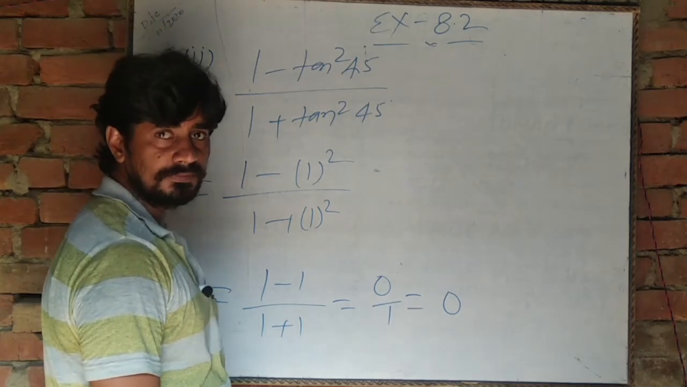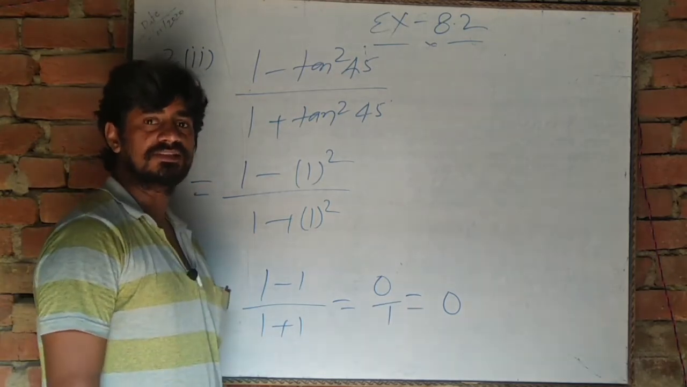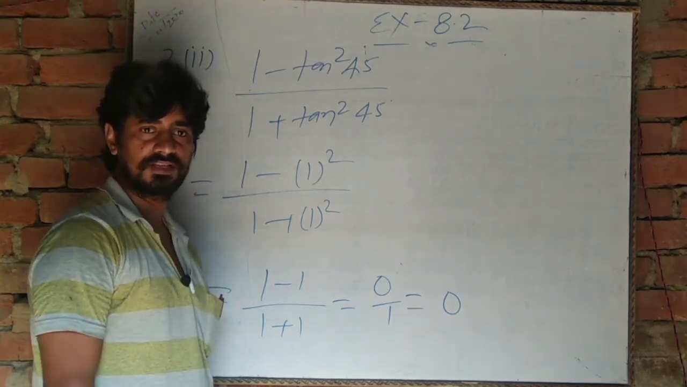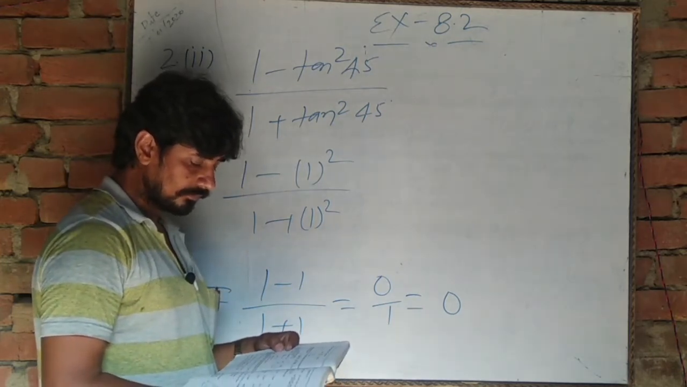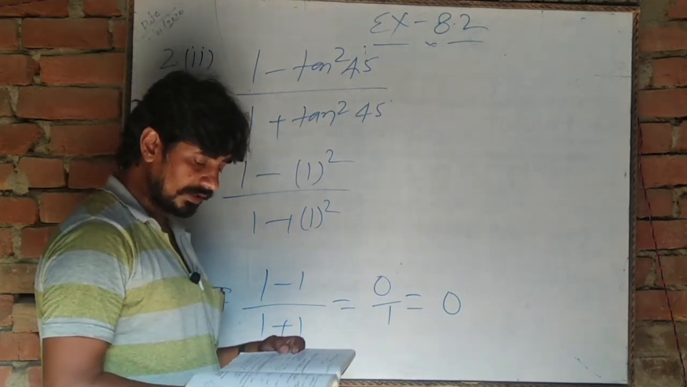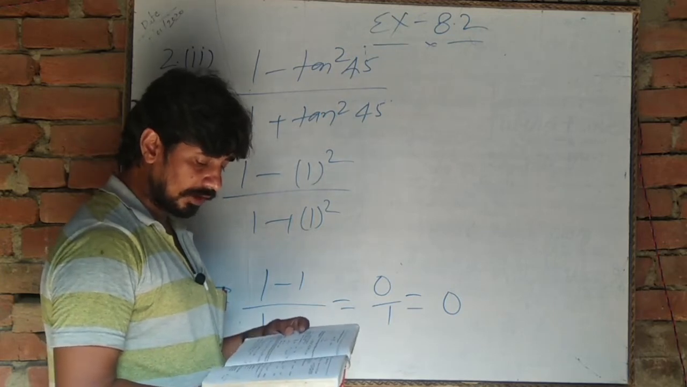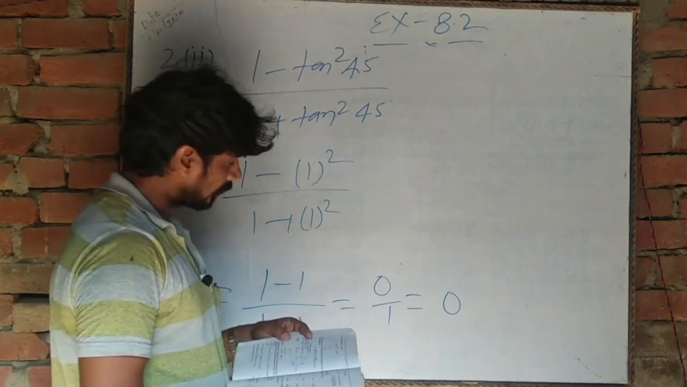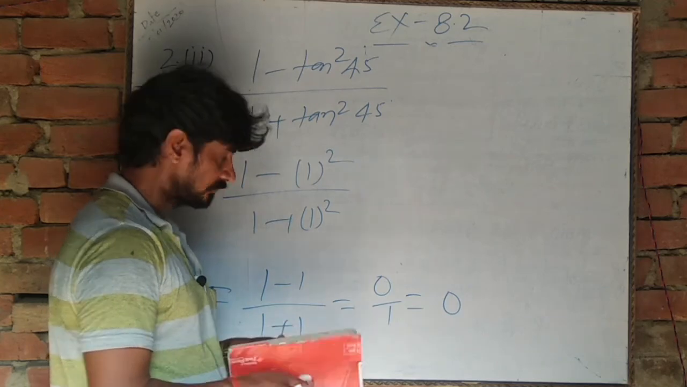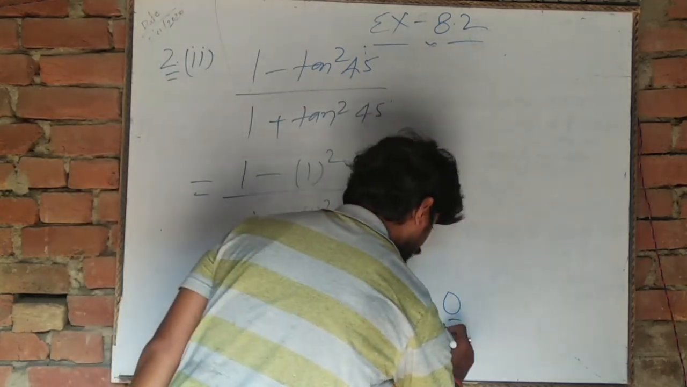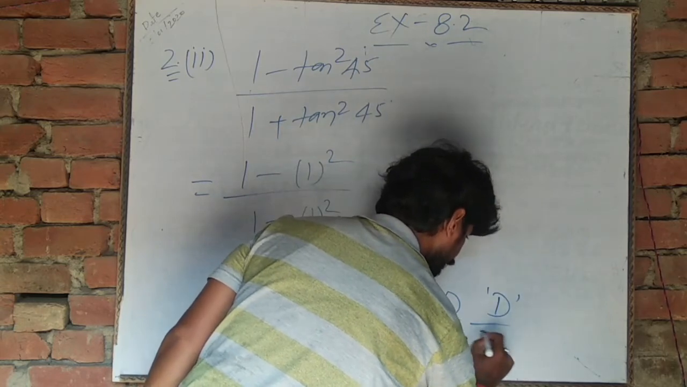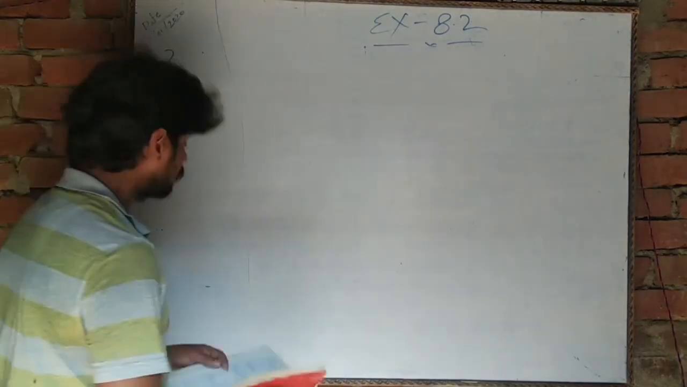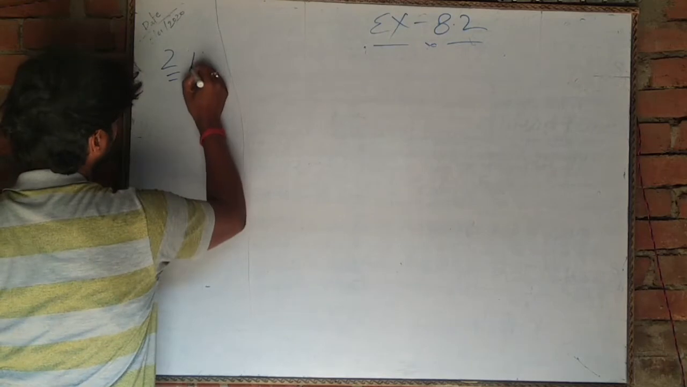The value of sin 0 is 0. But here in the options, option D is 0. So our answer is option D. Third question.